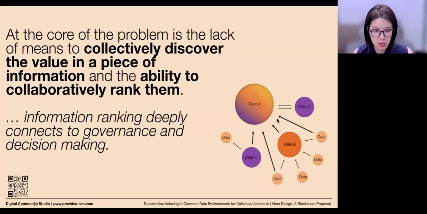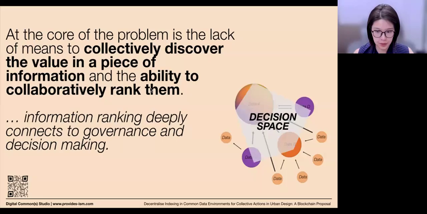For instance, in the example here, data points A and B came up first in my query, and so these two pieces of information will greatly determine how I think about the design process. This is how information ranking deeply connects to governance and decision-making. Of course, we can hire a project assistant to rank the information and label it one by one, but we will still run into the problem of defining the more subjective parameters that define quality in a design. Also, in the context of a community center, what the assistant perceives as valuable information might not align with what users think, thus affecting the validity of the design decisions.